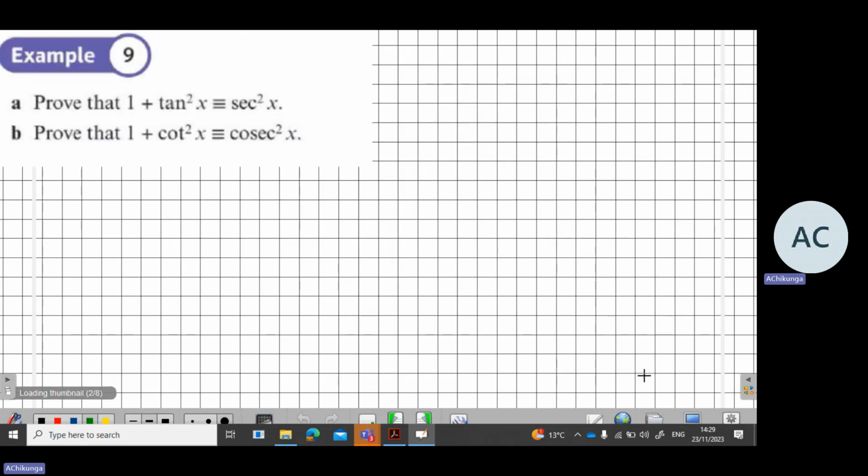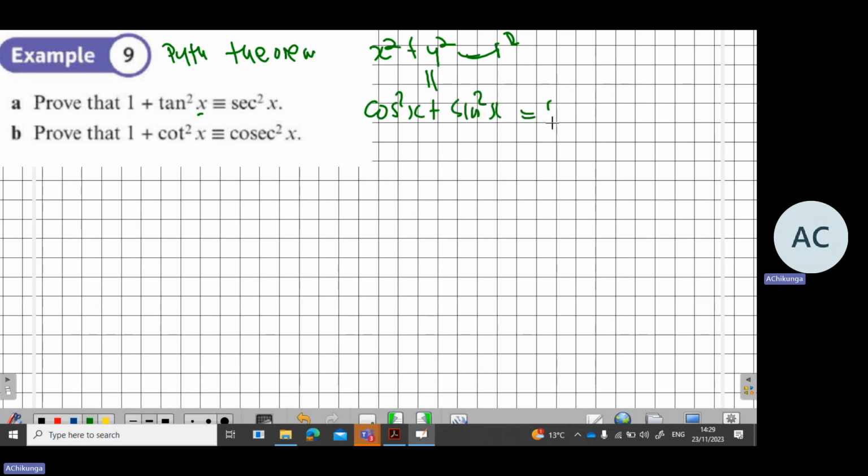Now, quickly looking at the idea of identities, I'm going to quickly solve them now. All these identities we are going to deal with are emanating from the Pythagoras theorem, which I wrote in the first place as x squared plus y squared is equal to r squared. I said this can be changed to cos squared theta, but in this case I want to use x, because the example we are looking at has cos squared x plus sine squared x is equal to 1.